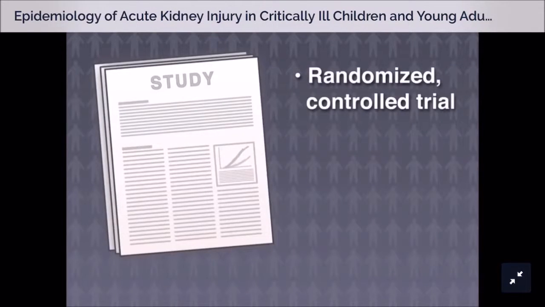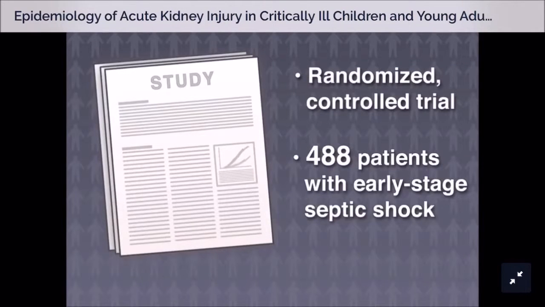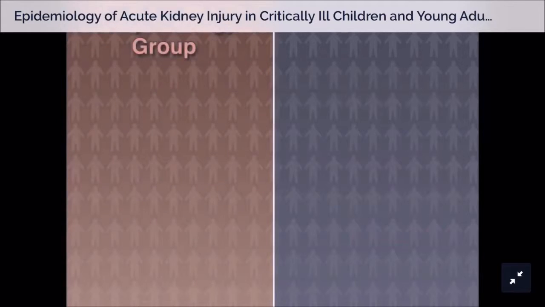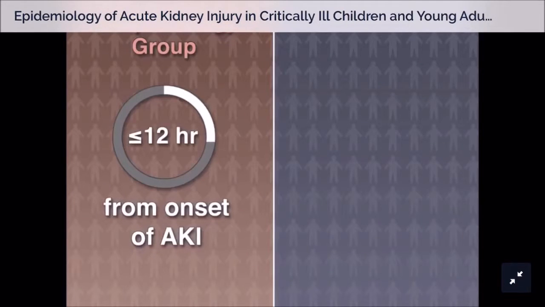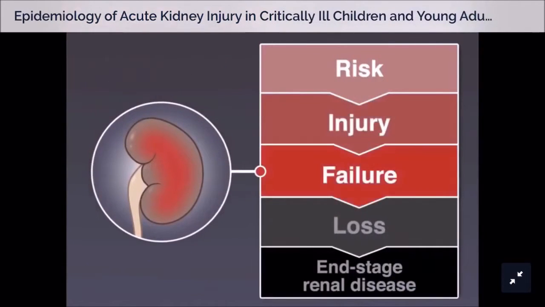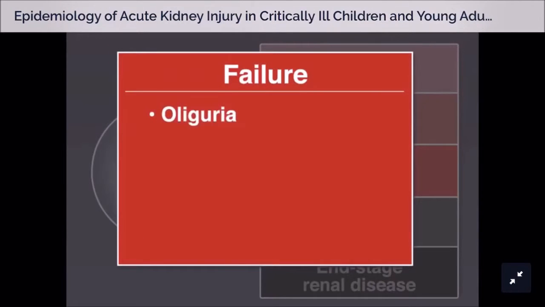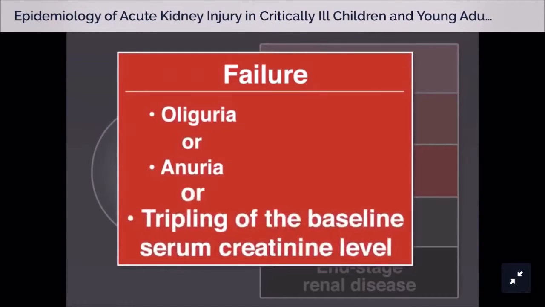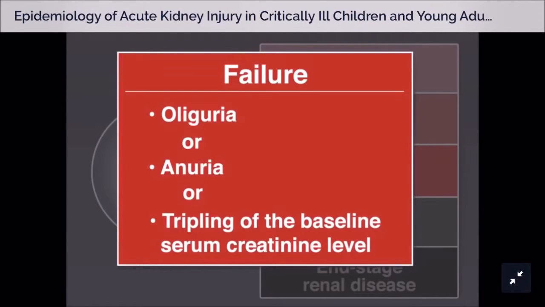In this randomized controlled trial, 488 patients with early-stage septic shock and severe acute kidney injury were assigned to undergo renal replacement therapy either early, within 12 hours after the onset of acute kidney injury, or after a delay of 48 hours. Acute kidney injury was defined by the failure stage of the RIFLE classification, which includes oliguria, anuria, or a tripling of the baseline serum creatinine level.